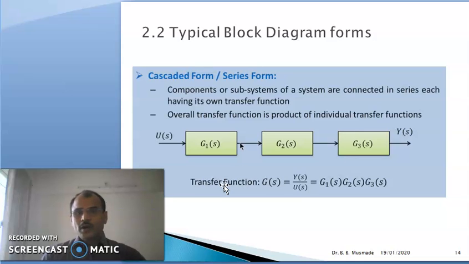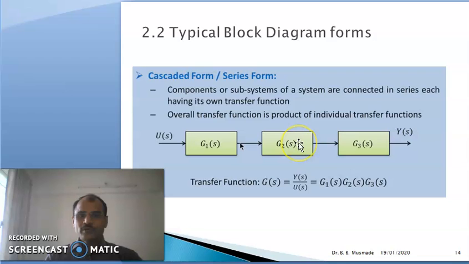Okay, the next part is the typical arrangements in block diagram construction. The first arrangement is when blocks are in series, or in cascade. Then the overall transfer function is the product of the individual transfer functions. For example, G1, G2 and G3 of S are connected in series. When U of S is the excitation for the first block, the effective information after the first block is U of S into G1 of S.